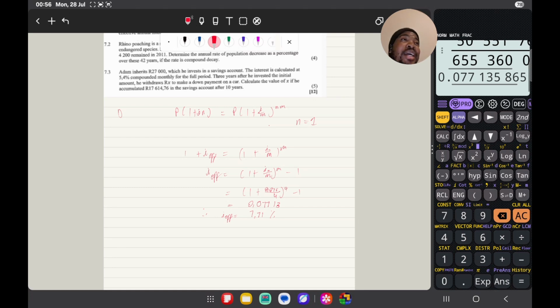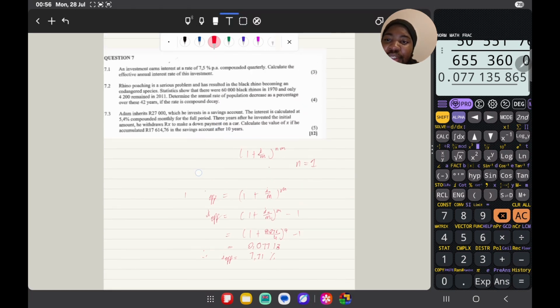The English is actually killing me. How do we actually say that? That the effective rate is the interest rate used in a simple interest formula that gives you the same accumulated amount as the interest rate used in the compound interest formula. But yeah, so that's the idea. Let's go to the second question.